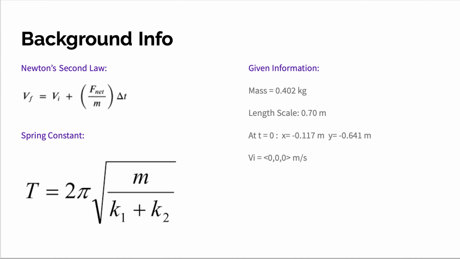Some background info: we will be using Newton's second law to incorporate in updating the position and velocity equations of the mass as it moves through time. We'll also need to use the spring constant, and we will be able to derive that from the period equation. The given information for this problem was the mass was equal to 0.42 kilograms, the length of the spring was 0.7 meters, and at time equals 0, the initial velocity was 0.